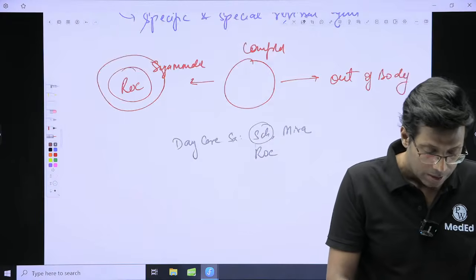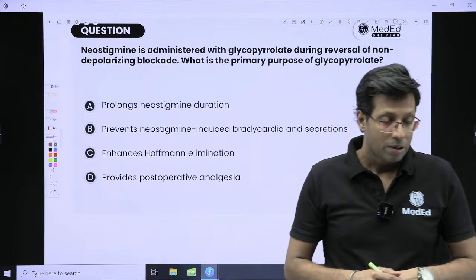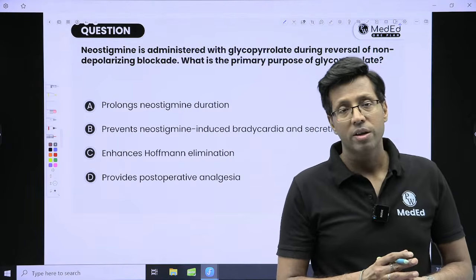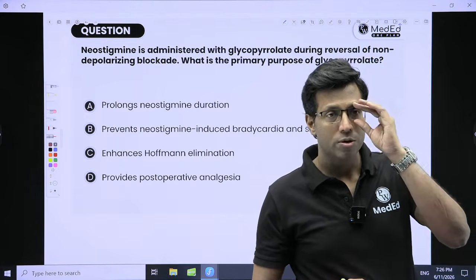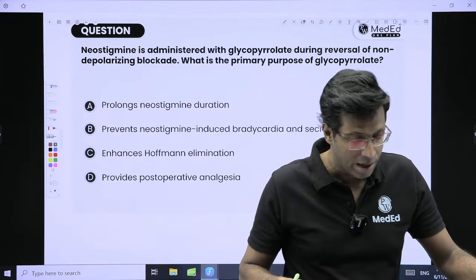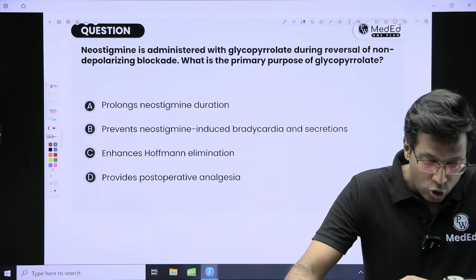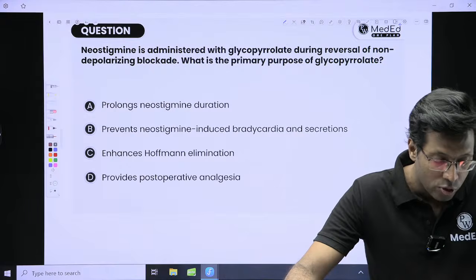Okay. Then talking about neostigmine. Neostigmine is administered with glyco. If there are any questions, guys, try to ask me. Dr. Dhanush says cyclodextrin molecule, non-steroidal. Correct. All that is correct. Absolutely. Okay. Neostigmine is administered with glycopyrrolate during reversal of non-depolarizing blockade.